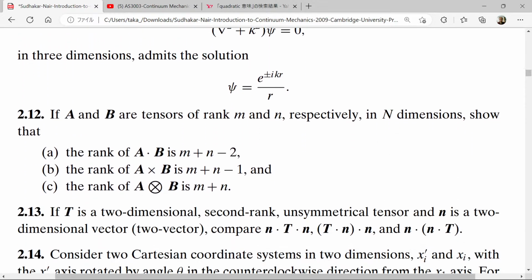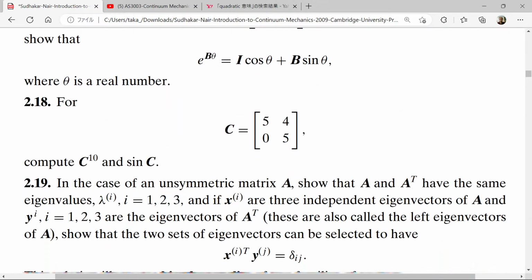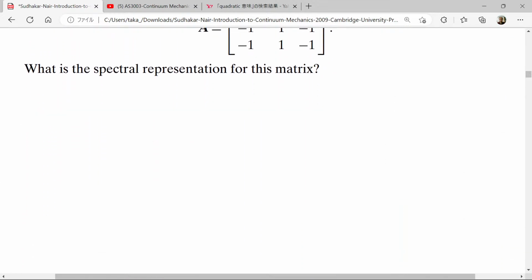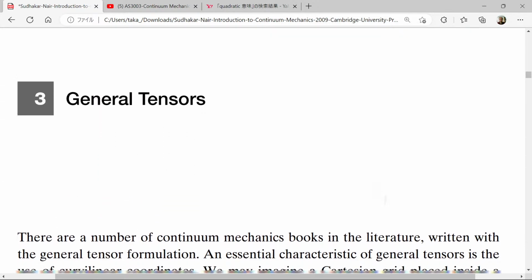Okay, so let's stop it here. So we kind of finished chapter 2.